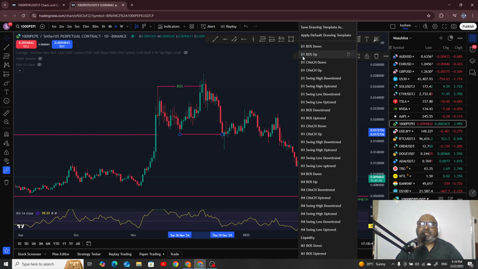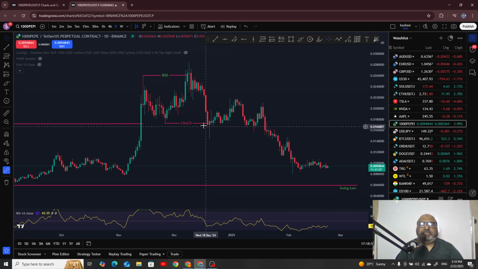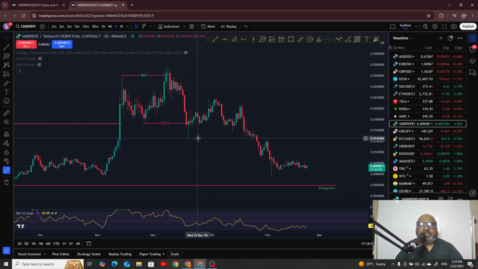But what happened here? It's change of character at this point on daily time frame. It has switched from uptrend to downtrend. After this, what happened? That we get three candles in the opposite direction. This is first candle. After wick of this candle, this is second. After wick of this candle, this is third, and fourth and fifth. We have sufficient candles.